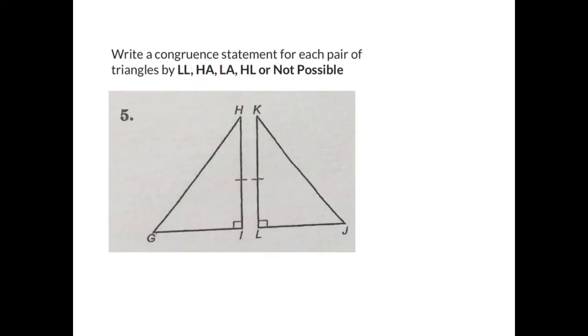All right, number 5. It looks like we have our right triangles, but then this is a very blank example here. We've got only a pair of legs, and that's it. Because remember that the right angle does not count as an angle in the leg angle, or even in the hypotenuse angle theorem. So in this case, we're going to say not possible because there's not enough information.